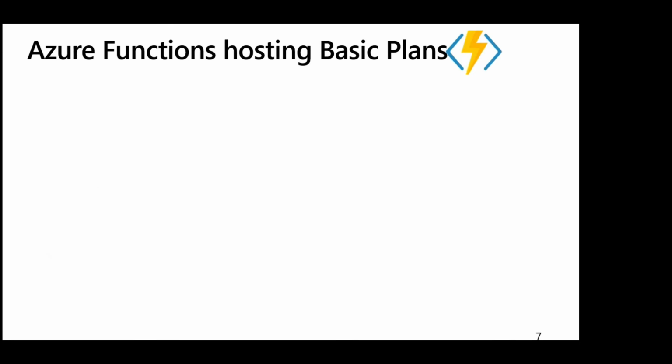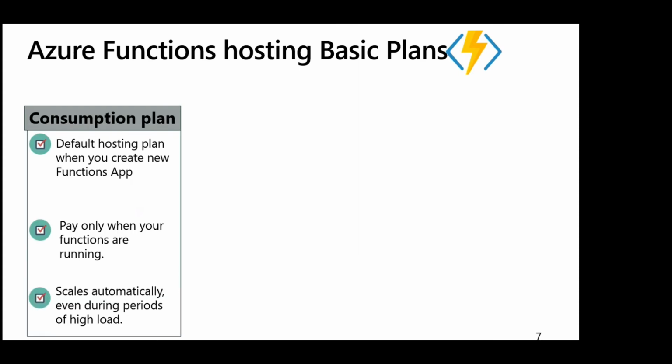And now let's look at the different hosting plans available. As of now, there are 5 plans. The basic plan, number 1, is the consumption plan, which is the default, at a very, very reasonable price. The first 1 million hits to the functions are free. Microsoft will not charge you for 1 million hits, but there are discounts. It is the default hosting plan when you create a function, and you pay only when your functions are running. When the function is not triggered, it is not running, you don't pay for it.